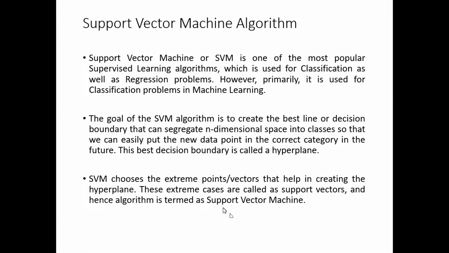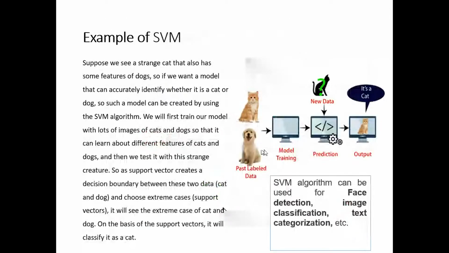Alright, let's see some more examples. Suppose we see a strange cat that also has some features of dogs. You can see both of them look mostly similar. So if you want a model that can classify them, we discussed classification model, but what is a model? That is the question now. I want to understand what a model is.